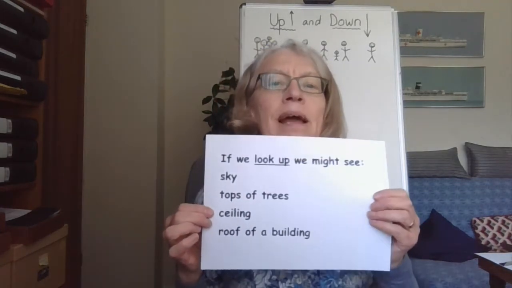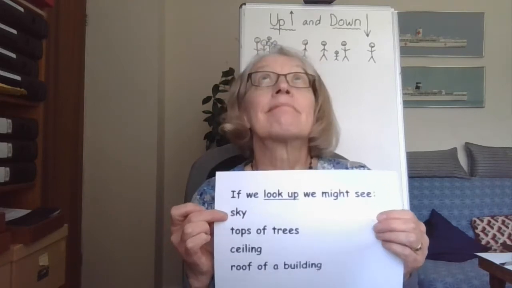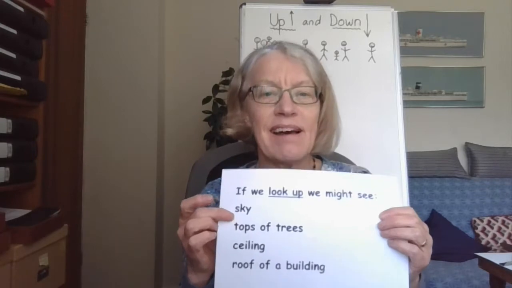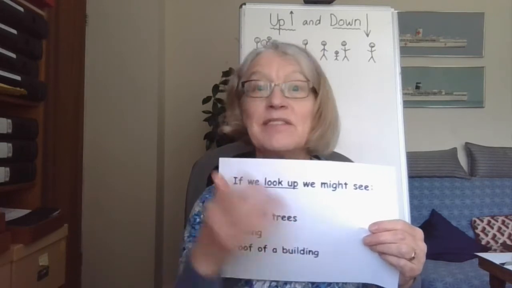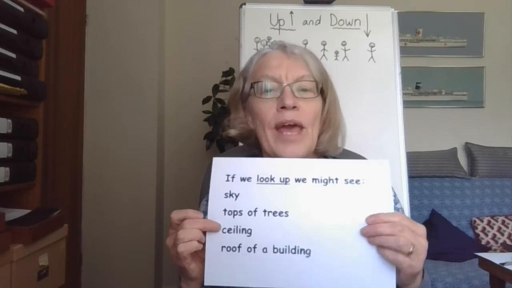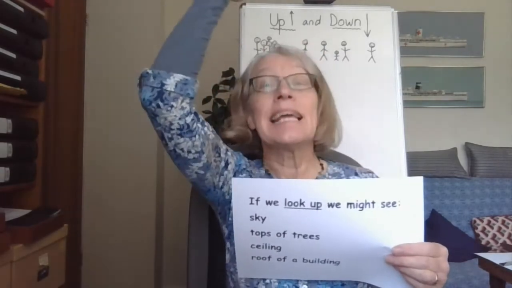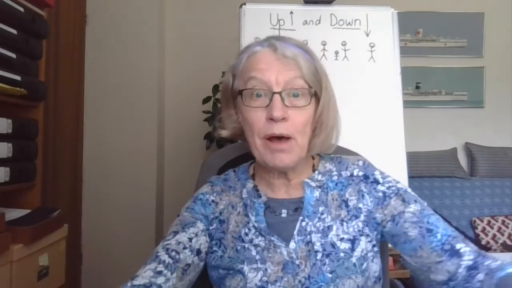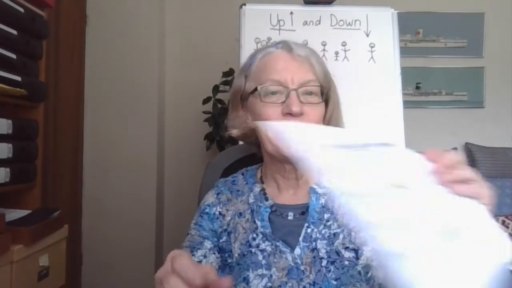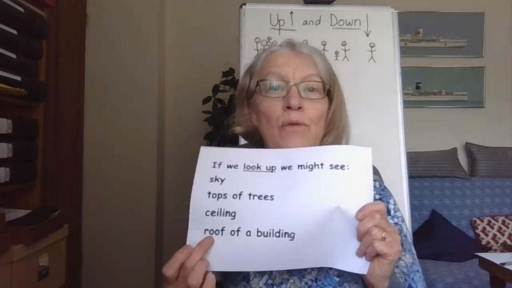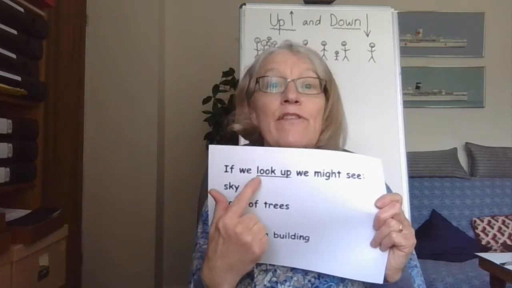And here are some of the things we might see. If we look up, we might see sky. You'd have to be outside, not inside, to see the sky. We might see the tops of trees. Again, we'd have to be outside, not inside. We have to be inside if we look up to see the ceiling. The ceiling, it's like the inside roof. I'll tip my computer up so you can see the ceiling. There we are. There's the ceiling. Or if you're outside, you might see the roof of a building. So those are all things you might see if you look up.